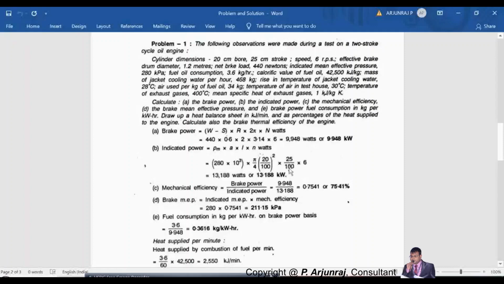Into L stands for length. Again 25 divided by 100, because you need to convert that into a meter. Into N stands for the speed, which is nothing but 6 RPS. So when you do the calculation, you get this value. Maybe I will give a few seconds. You can also take it using your calculator.